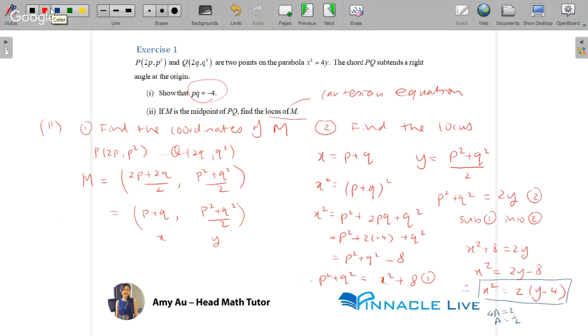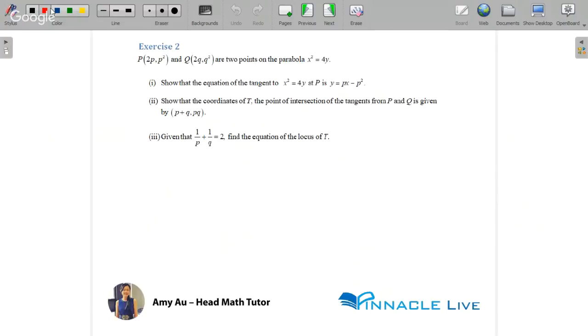All right, so let's take a look at another type of question. Moving on, exercise 2. So in this case, we've got 2 points, show that the equation of the tangent is blah. All right, so that's pretty standard stuff, very similar to what we were doing right at the beginning. So let's just very quickly hammer that out.